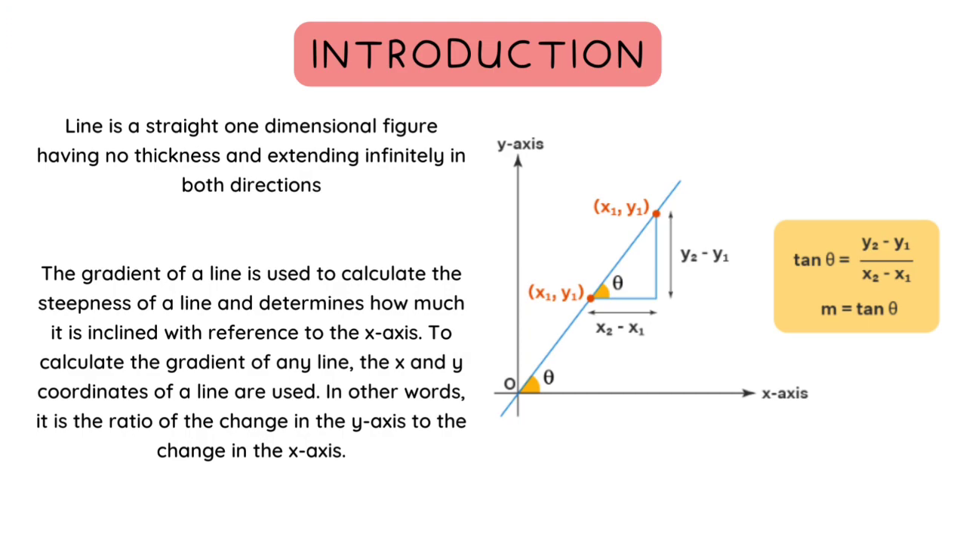As in the illustration above, the blue color sloping line in Cartesian coordinate will find the gradient of the line by using tangent theta equal y2 minus y1 over x2 minus x1. Gradient symbol is m, so m equal tangent theta.